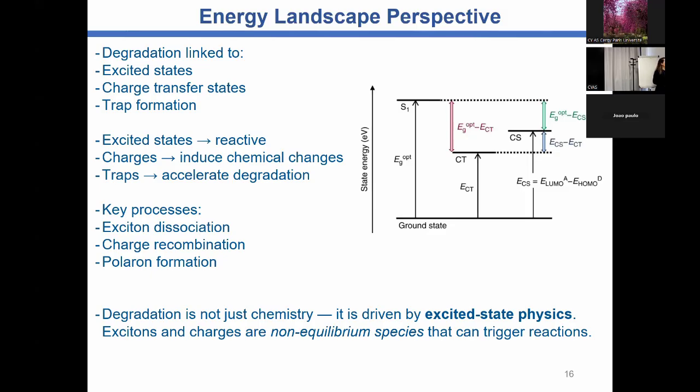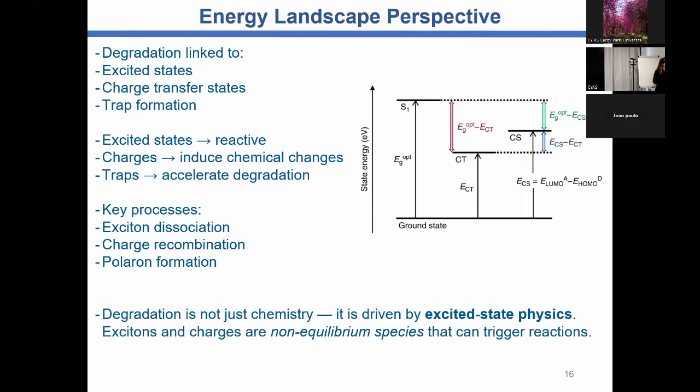So the degradation is not just chemistry. We do not overcome the degradation just by doing new synthesis. We can overcome this degradation using physics, by understanding the excited state and how the morphology, or the reaction of the excited state with the material that you are using, can increase or decrease the stability.